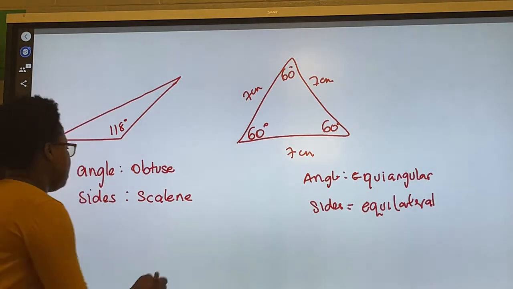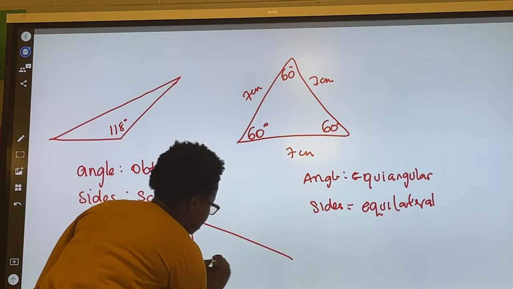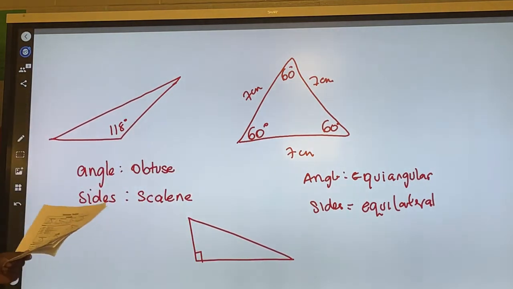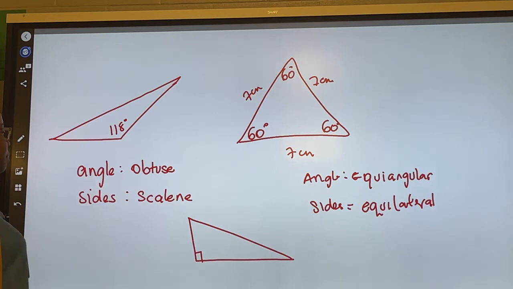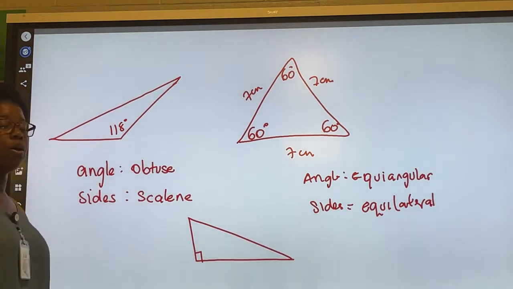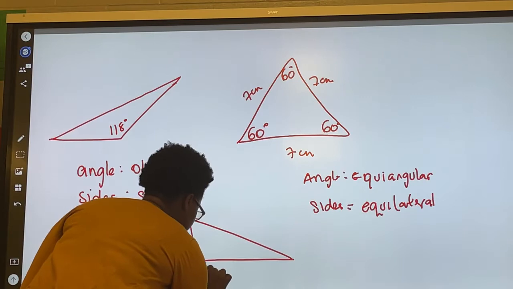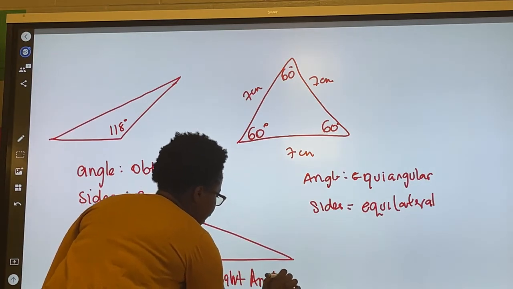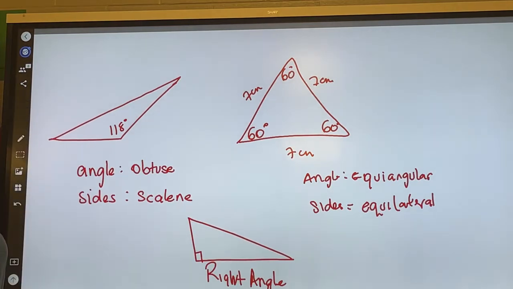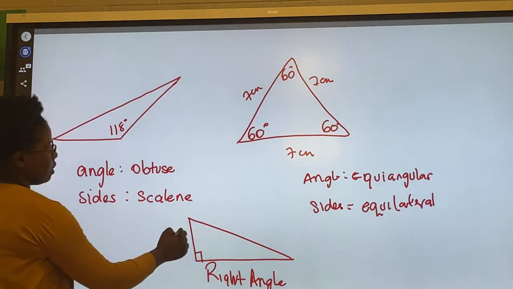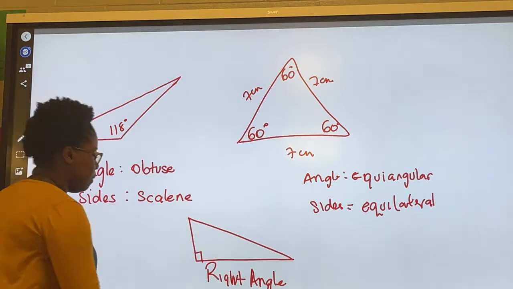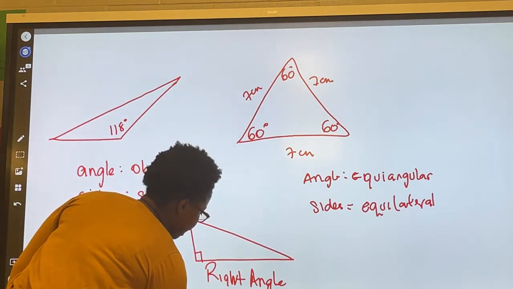Another one could be drawn like that, and they're going to ask you to do the same thing, classify it. So right here you see the elbow, which basically means right. So for the angle, it's a right angle. And for the sides, since we're not given any measures or any indication for the sides, we know that the sides are not equal. In this case, we're going to write scalene.